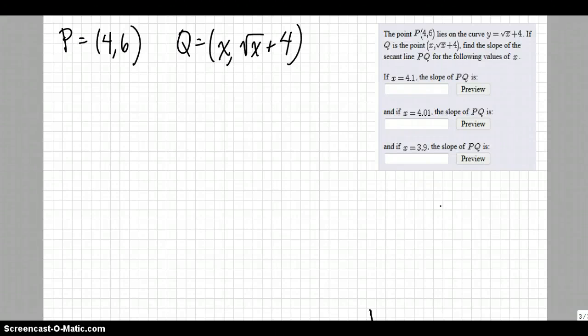Okay, so we're going to do this problem from section 1.0, the online homework that's about finding the slope of a secant line. A number of people did it entirely correctly and a few people struggled with it, so I wanted to get a solution up online.